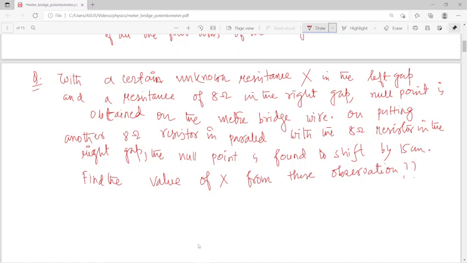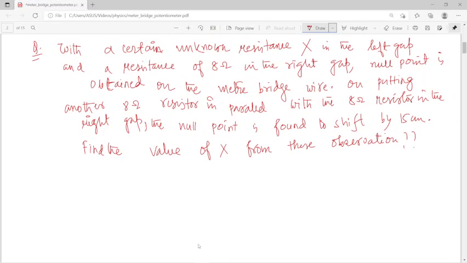That is the corresponding question. If you just look at the question, it is saying that with a certain unknown resistance X in the left gap and a resistance of 8 ohm in the right gap, a null point is obtained on the meter bridge wire, and on putting another 8 ohm resistor in parallel with the 8 ohm resistor in the right gap, the null point is found to shift by 15 centimeter.